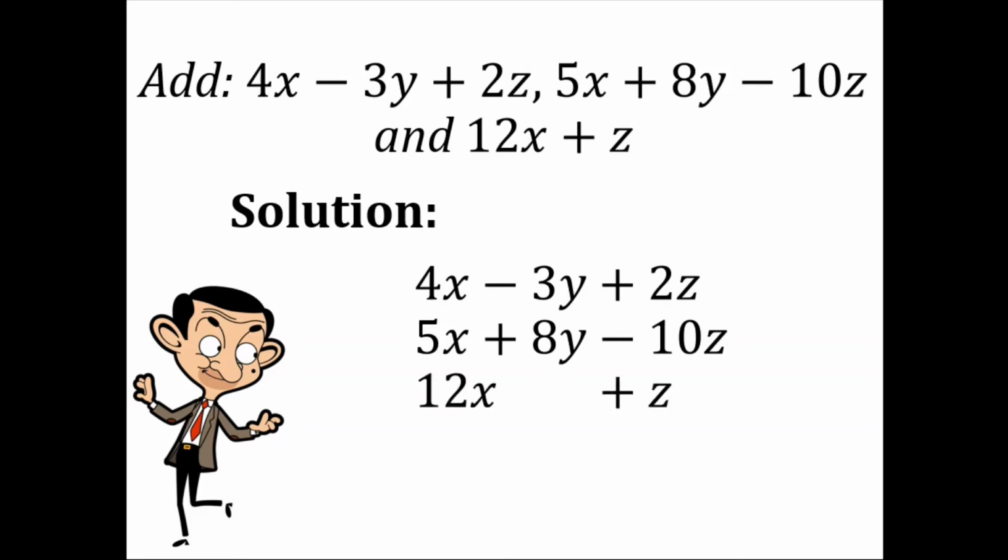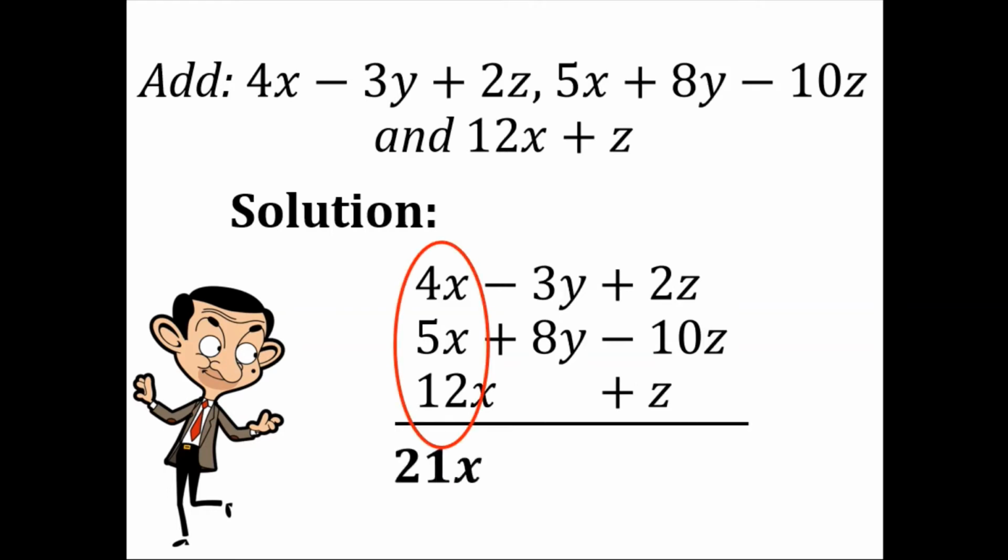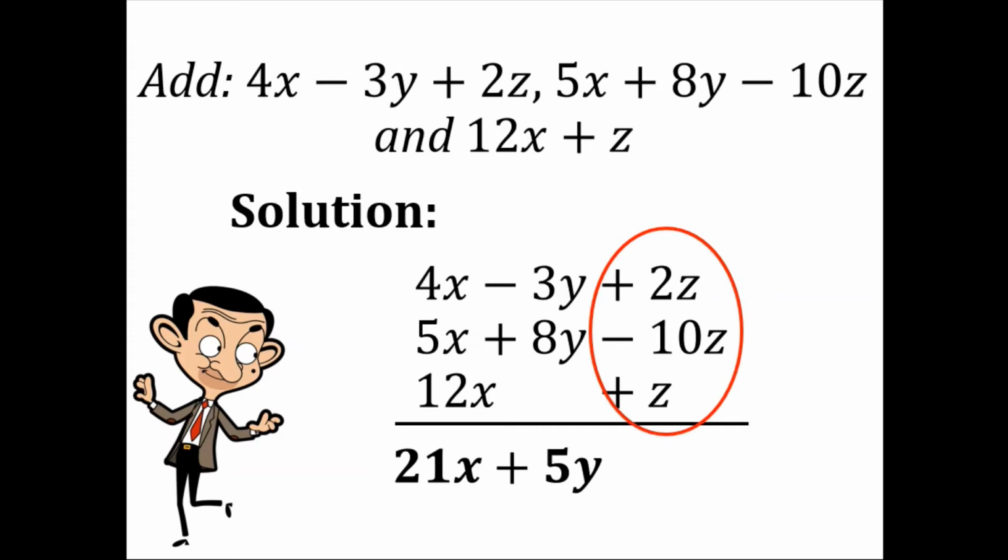Now for the third polynomial, we write 12x under the column with literal coefficient x, and we write plus z under the column with literal coefficient z. We leave a space under the column for literal coefficient y because you do not see any term with that literal coefficient. Let us add: 4x plus 5x plus 12x equals 21x. Negative 3y plus 8y equals 5y. 2z plus negative 10z is negative 8z.